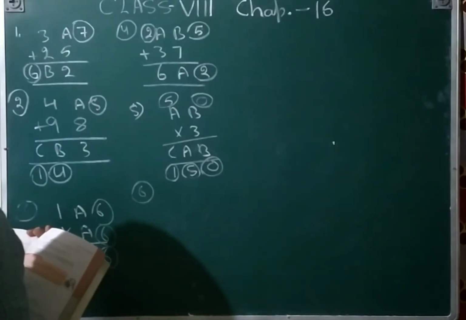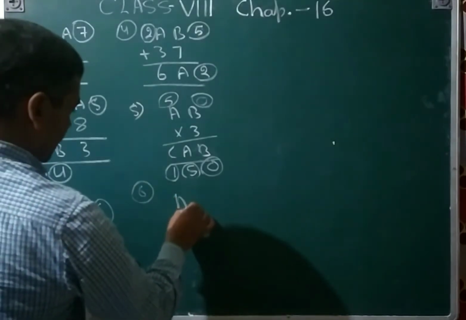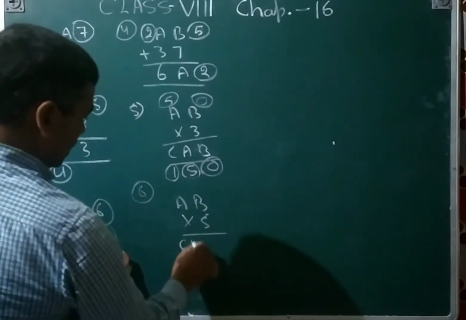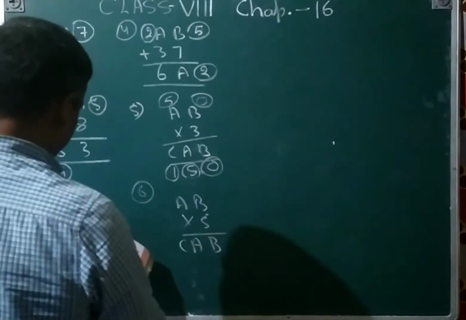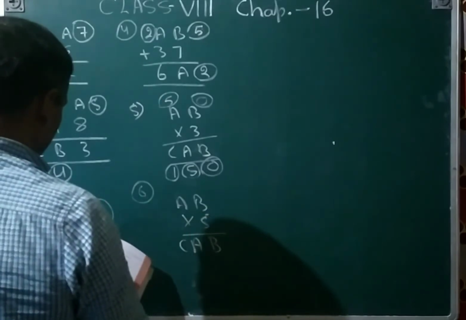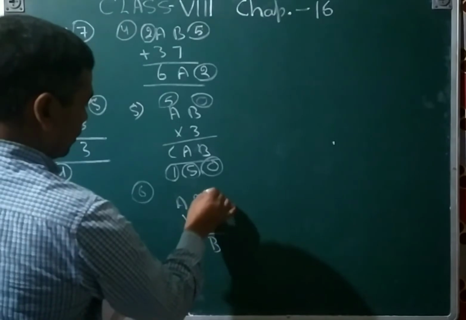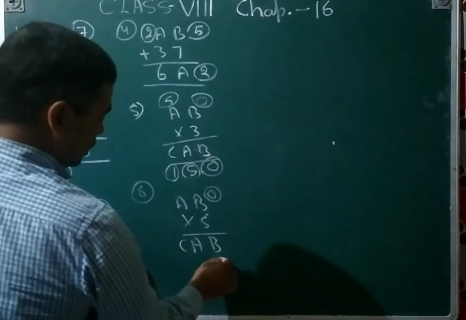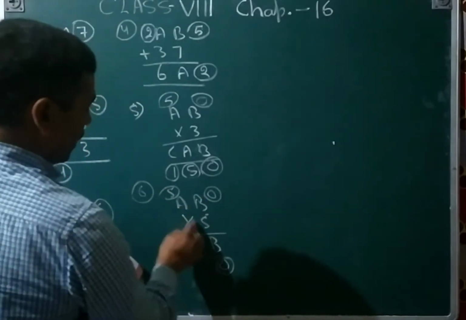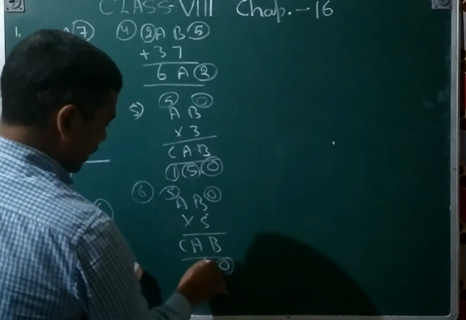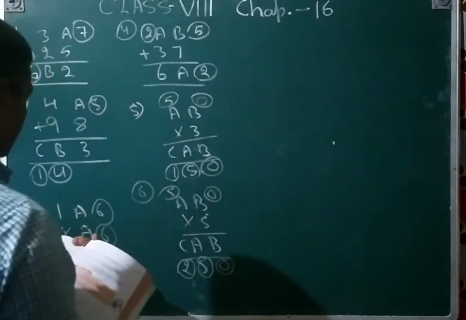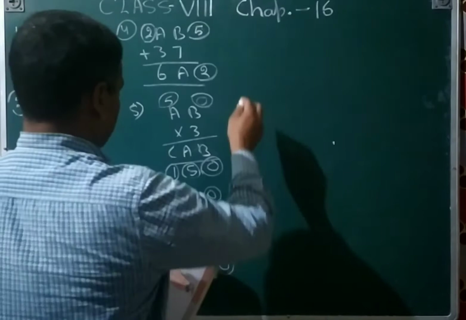Sixth: AB5 multiplied by CAB. We will take the value of B as 0. 5 zeros are 0. That value has come, and then this value will be 5. So 5 fives are 25, and then carry 2. So obviously the answer has come as 2. The value of C is 2.